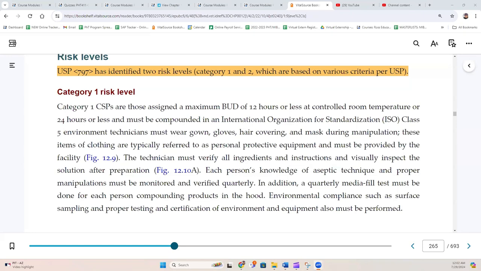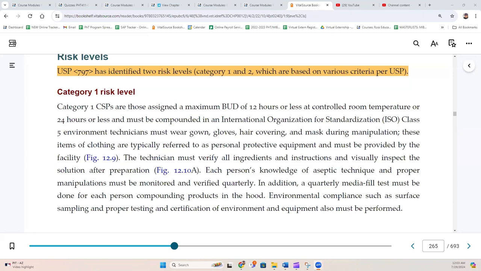Category 1 CSPs are those assigned a maximum BUD of 12 hours or less at controlled room temperature or 24 hours or less if refrigerated, and must be compounded in an International Organization for Standardization Class 5 environment. Technicians must wear gown, gloves, hair covering, and mask during manipulation.